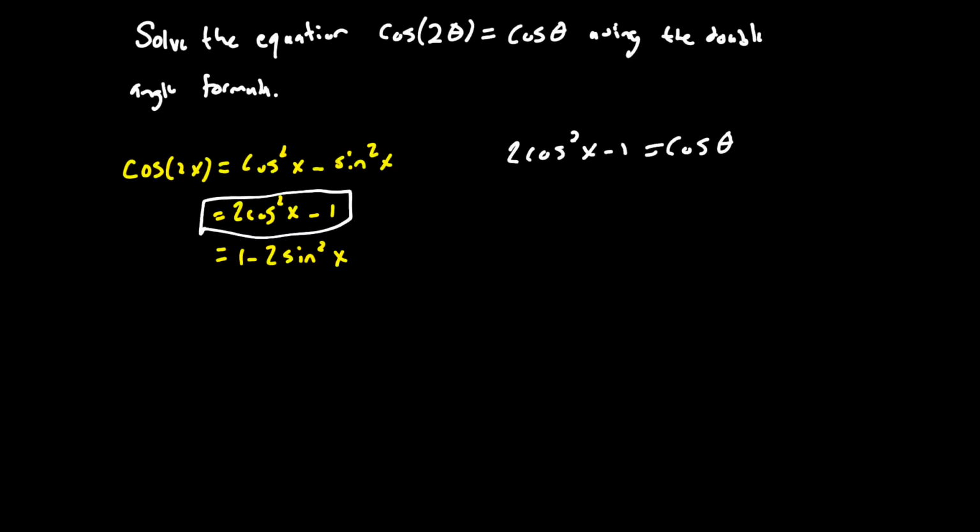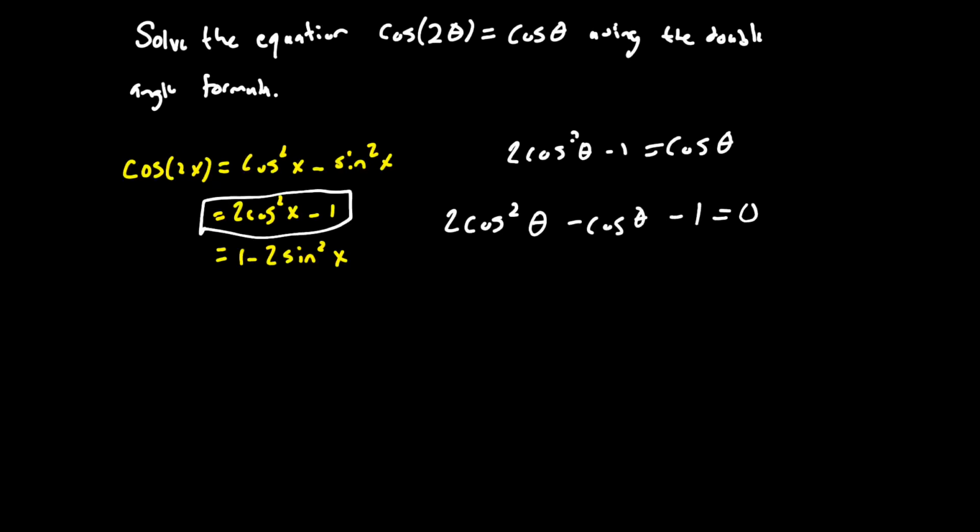Now subtract the cosine theta on both sides. Oops, I just realized I'm writing the wrong variable. So this should be a theta here, and we should have a theta here. So 2 cosine squared theta minus cosine theta minus 1 is equal to 0.